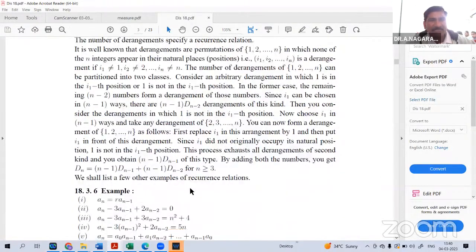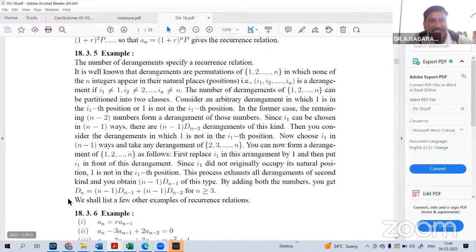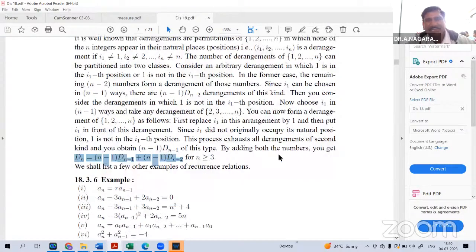Now another example comes here. Sometimes a recurrence relation depends on Dn, as you can see here, which I highlighted: Dn equal to n minus 1 into Dn minus 1 plus Dn minus 1 into Dn minus 2, for n greater than or equal to 3. This is a recurrence relation.